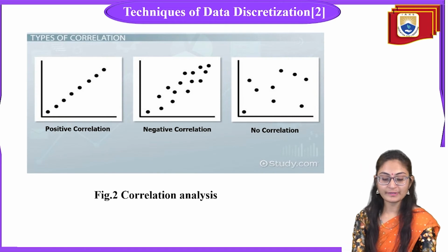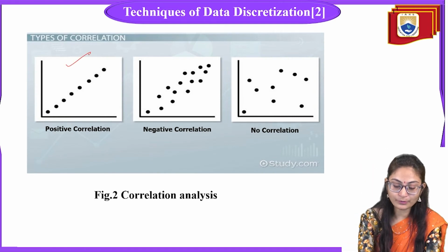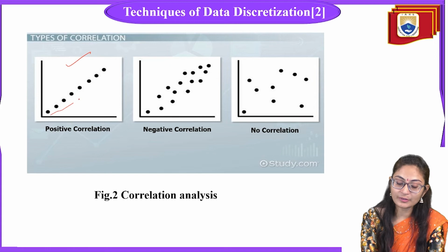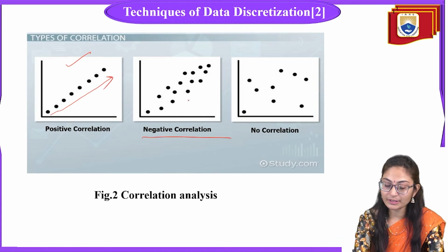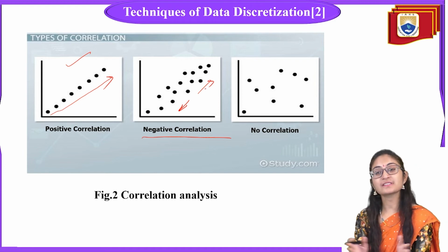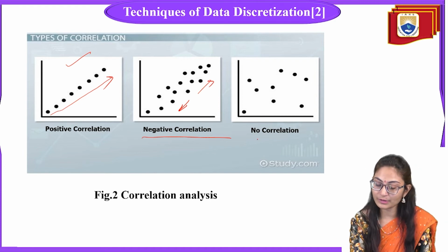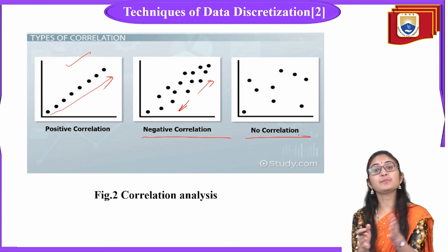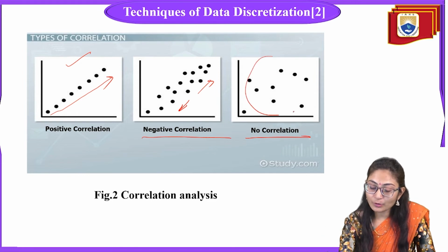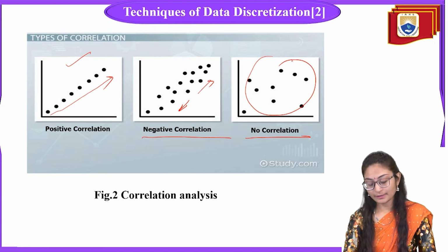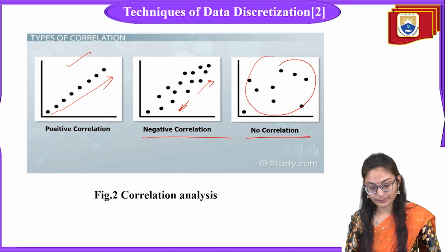According to the diagram, this is the positive correlation. Your data is moving in one direction. In negative correlation, your data will move like this, that means in the opposite direction. And no correlation means there will be no effect on each other. This is no correlation.